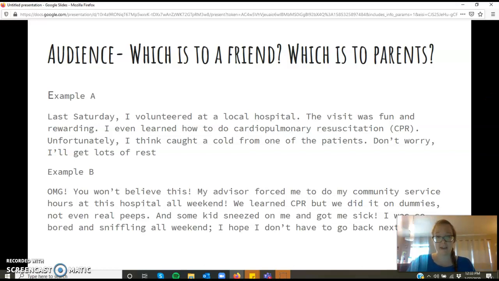So example A says, "Last Saturday, I volunteered at a local hospital. The visit was fun and rewarding. I even learned how to do cardiopulmonary resuscitation, or CPR. Unfortunately, I think I caught a cold from one of the patients. Don't worry, I'll get lots of rest." And example B says, "OMG, you won't believe this. My advisor forced me to do my community service hours at this hospital all weekend. We learned CPR, but we did it on dummies, not even real peeps. And some kid sneezed on me and got sick. I was so bored and sniffling all weekend. I hope I don't have to go back next week."